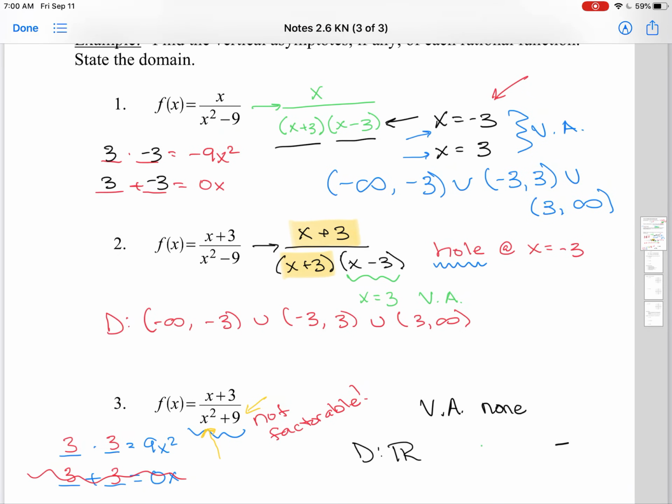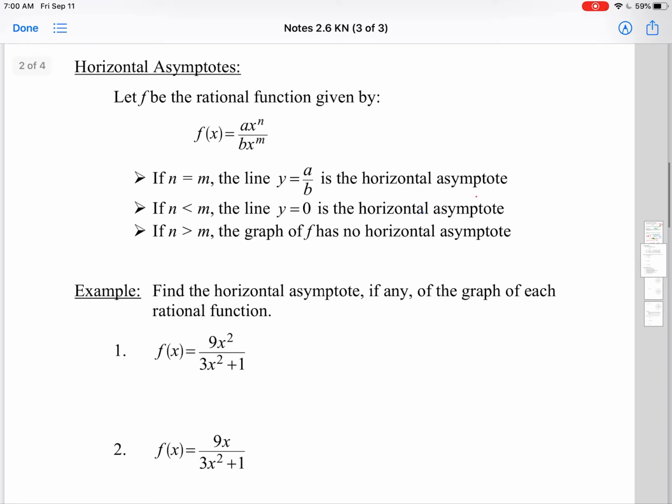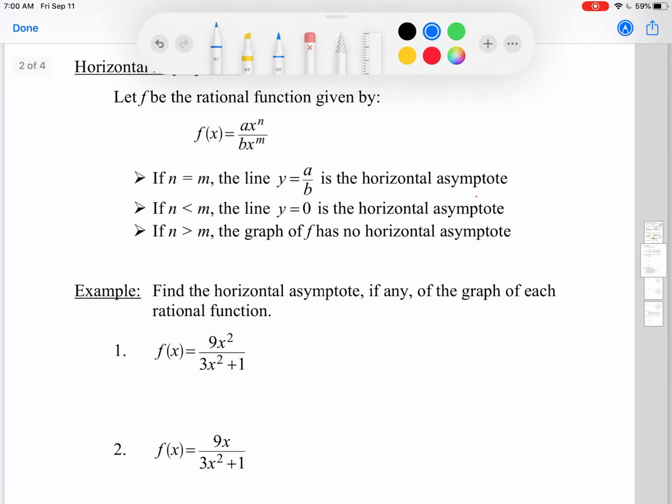So vertical asymptotes, we are focused on the denominator, factoring the denominator. When we move into horizontal asymptotes, these rules are the most important. You will need to have these rules memorized for your test on, if you're a group A day, it will be the 17th, and if you're a group B day, it will be the 18th, so Thursday and Friday next week. So when we look at these rules, we have to pay close attention to the variables that they're using.